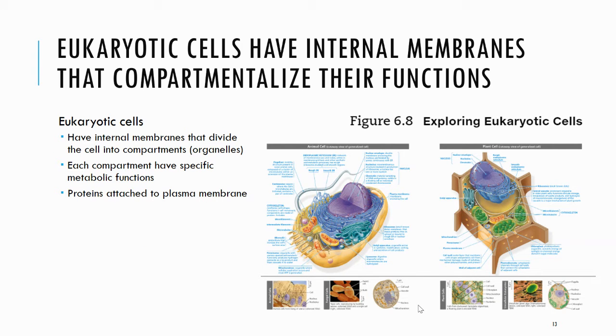Eukaryotic cells have internal membranes that divide the cell into compartments or organelles. Each compartment has a specific metabolic function. And then there are, of course, proteins that attach to the plasma membrane. Here you can see a diagram of an animal cell and a plant cell. We will go through the differences and components of what is in these cells next.